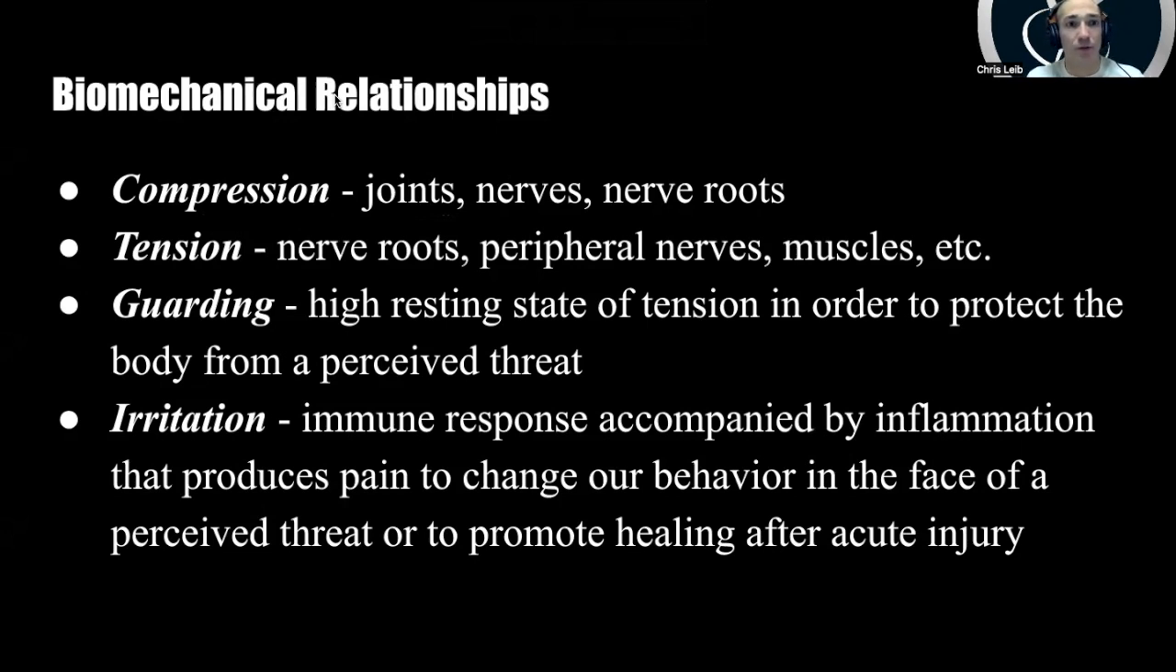All right, so the first biomechanical relationship to consider would be how joints, nerves, nerve roots, they get compressed. Basically, the joint gets a little closer together. The bones that make up the joint get a little bit closer together. The nerves that might be running through the holes made in the joint, the foramen in the joint, there may get some compression as the joint gets a little bit closer together. So we have to be aware of that relationship.